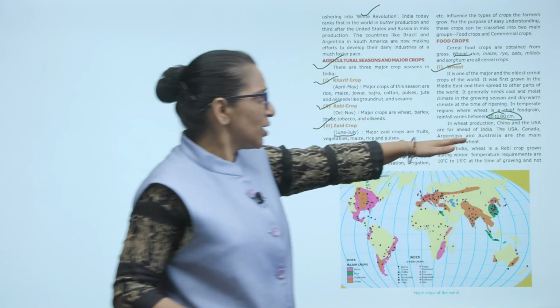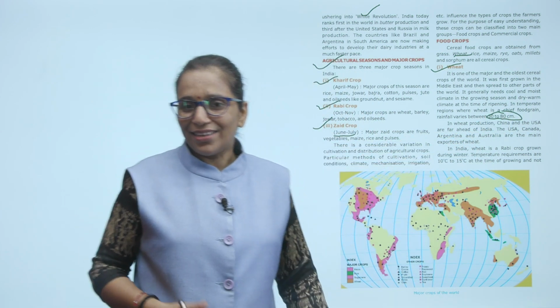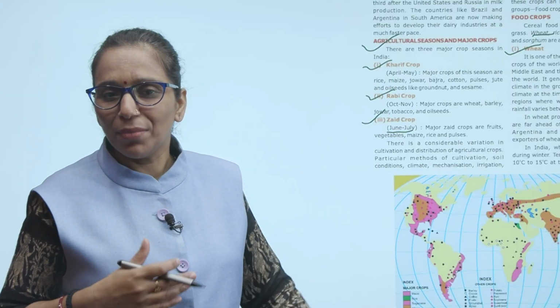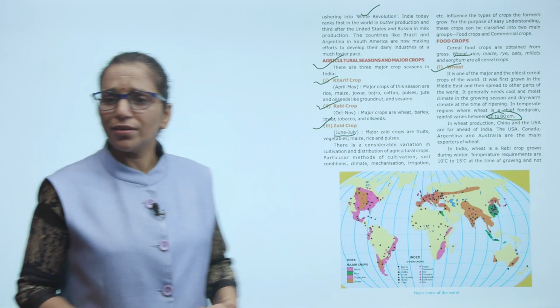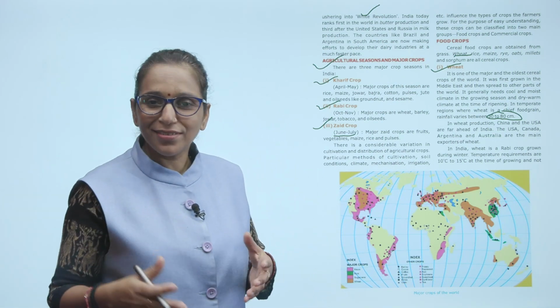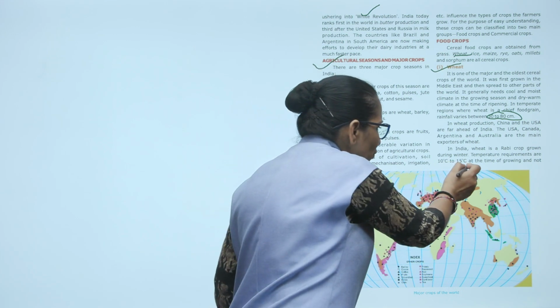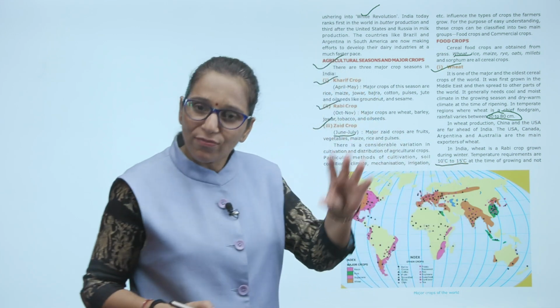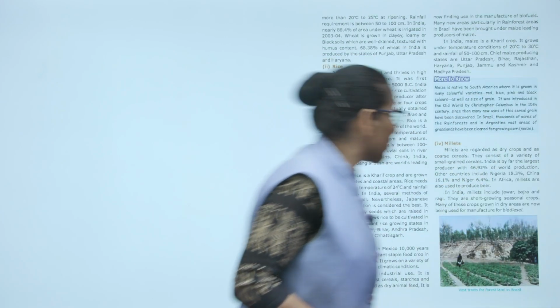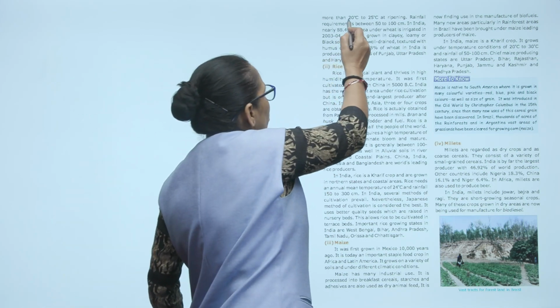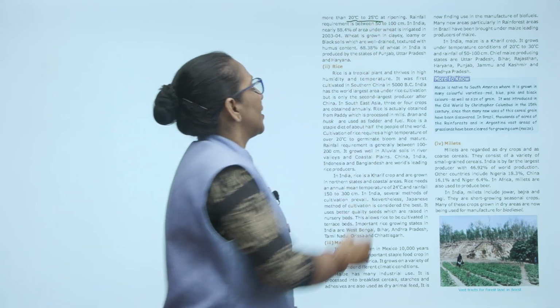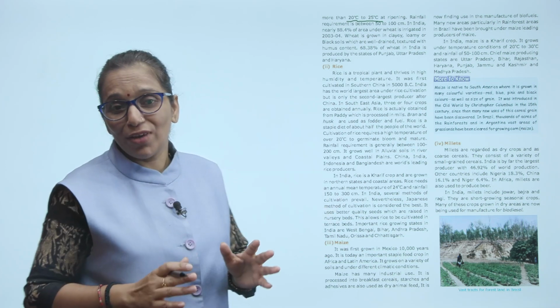If you look at wheat production areas, they are China, the USA, and then India also. The USA, Canada, Argentina and Australia are the main exporters of wheat in the world. In India, wheat is a Rabi crop and it is grown during the winter season. The temperature required is 10 to 15 degrees centigrade at the time of growing, and at the time of ripening it needs not more than 20 to 25 degrees centigrade. Rainfall requirement in India to grow the wheat crop is 50 to 100 centimeters, and in India nearly 88.4% of the area under wheat was irrigated in 2003-04.